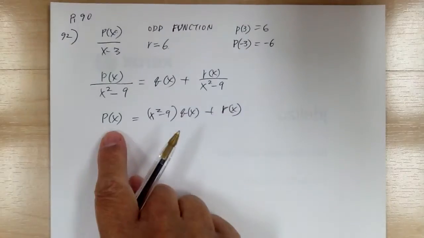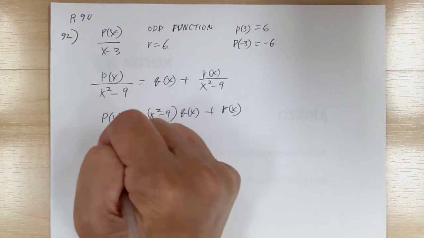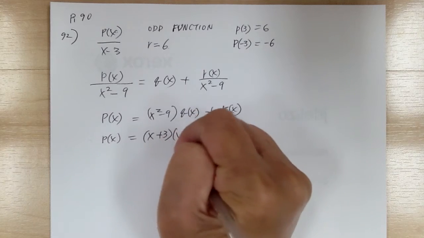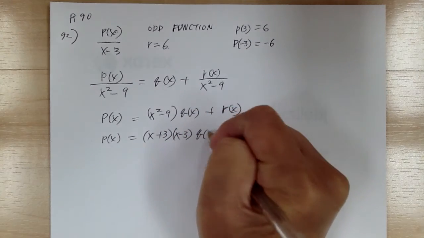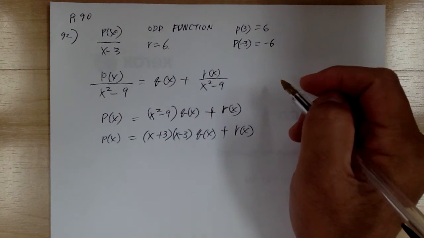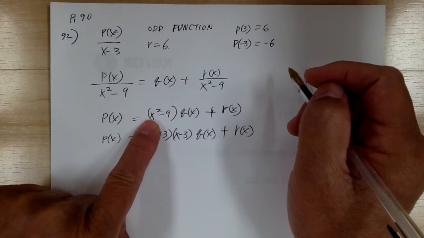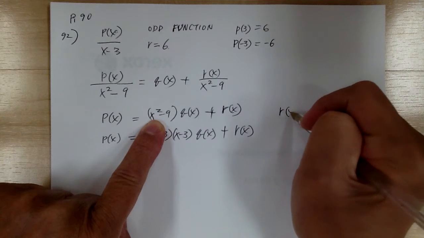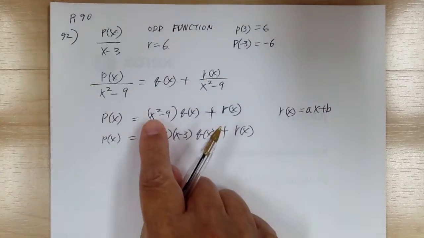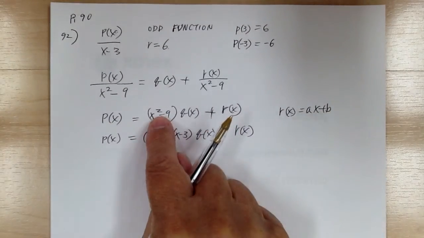So these are used for information. Now p of x, if you factor it so you can get the roots, is x plus 3, x minus 3, q of x plus r of x. Because your divisor is second degree, r of x would be one degree less than that, so it would equal ax plus b. The remainder is always one degree less than the divisor.